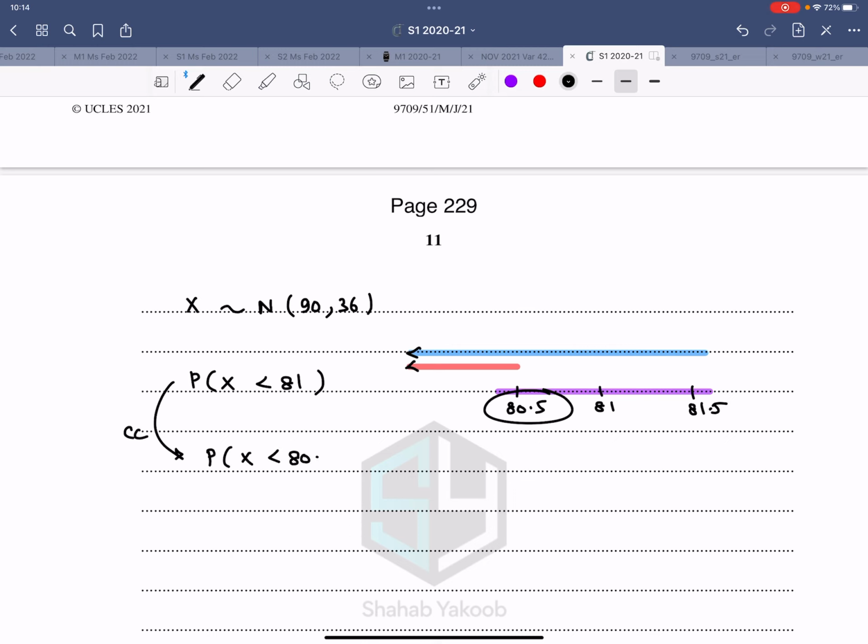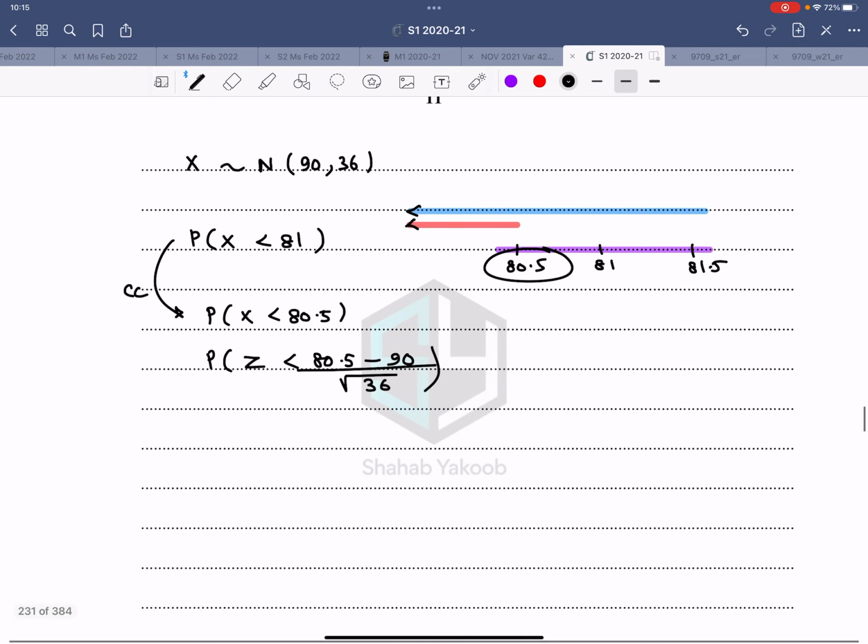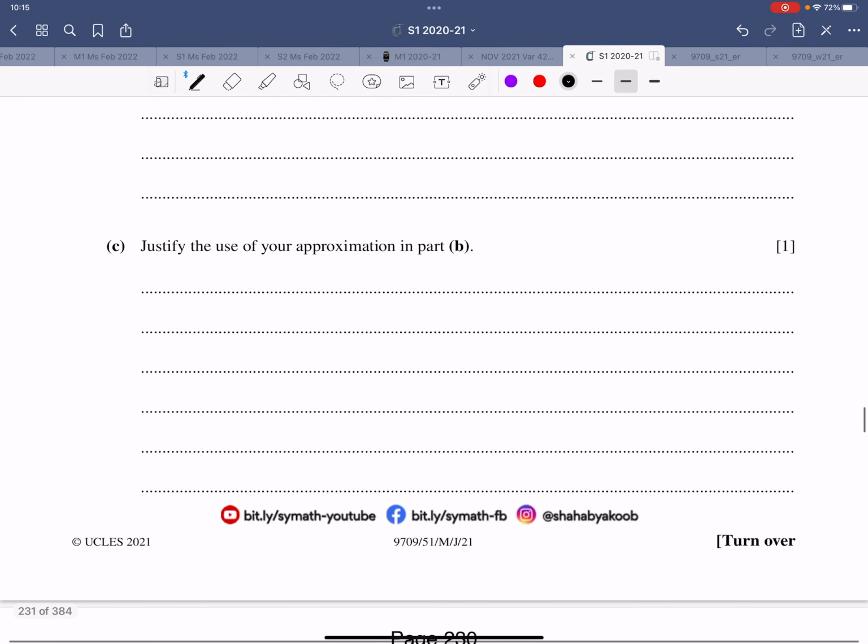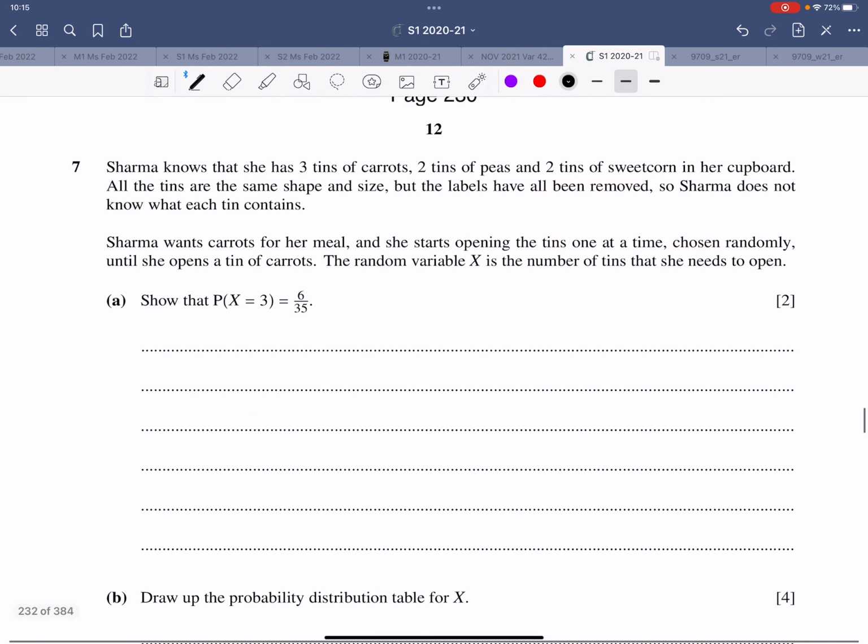You are back to the basics. Z is less than 80.5 minus 90 divided by square root of 36, and then you get this answer. So now this thing is done. Justification already done. Now, what is this question all about?